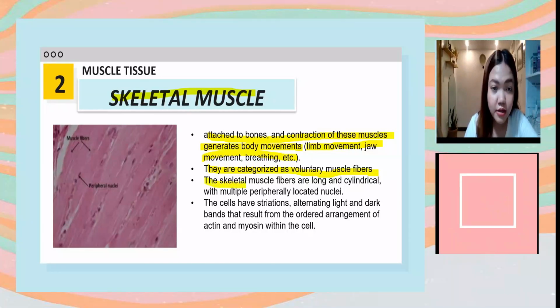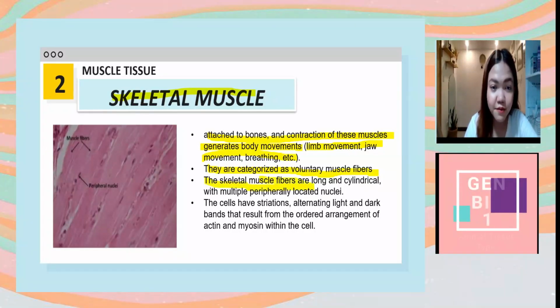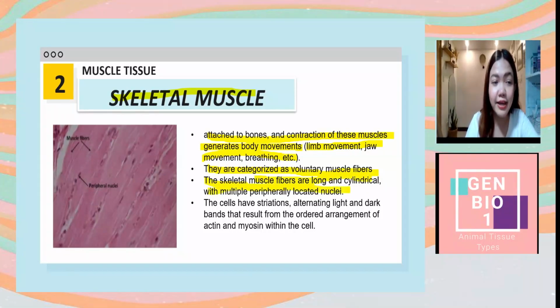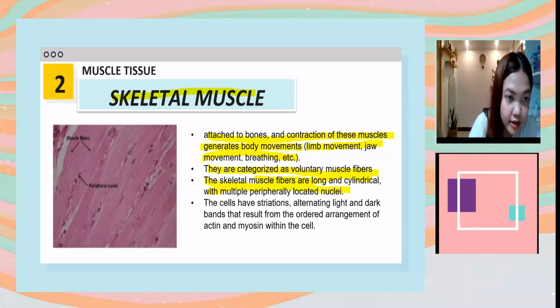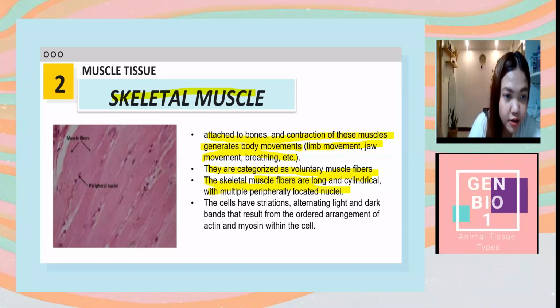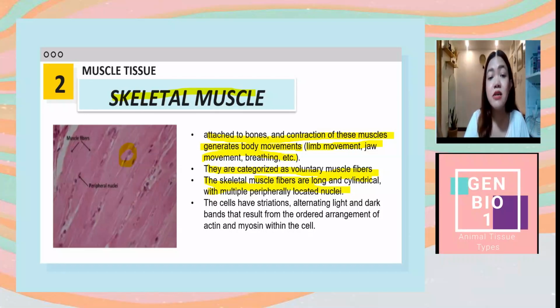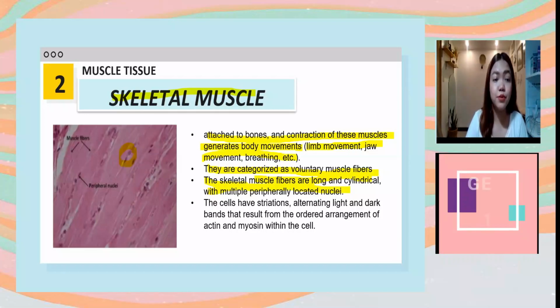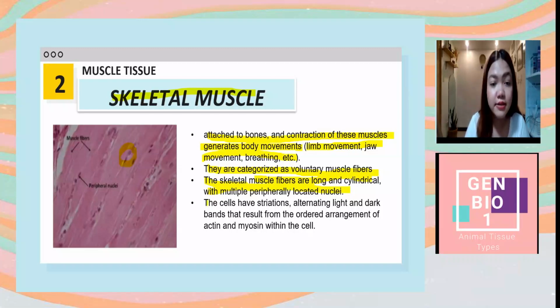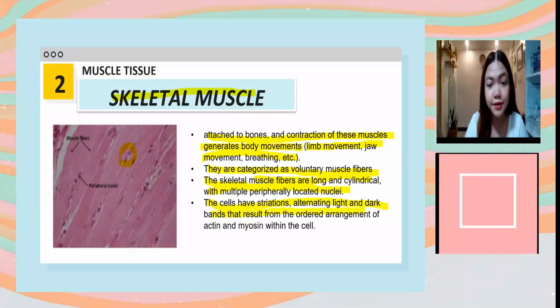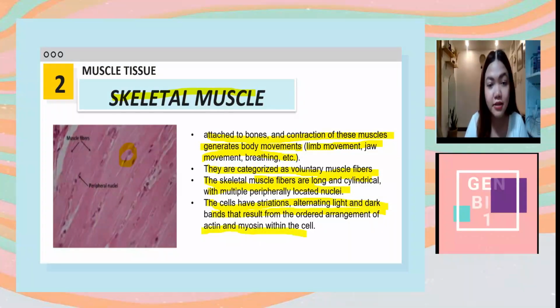Okay? So the skeletal muscle fibers are long and cylindrical with multiple peripherally located nuclei. So as you can see here, guys, itong mga darkened part here, that is your nuclei. So yun yung nuclei niya, and it's multiple. So yeah, marami pala. So the cells have striation, alternating light and dark bands that result from the ordered arrangement of actin and myosin within the cell.